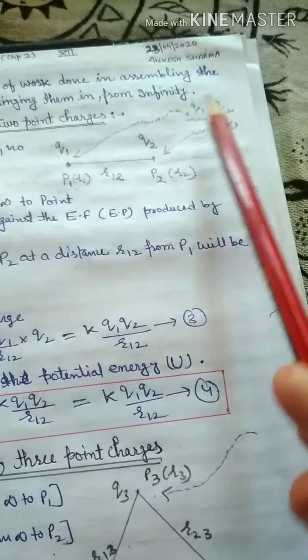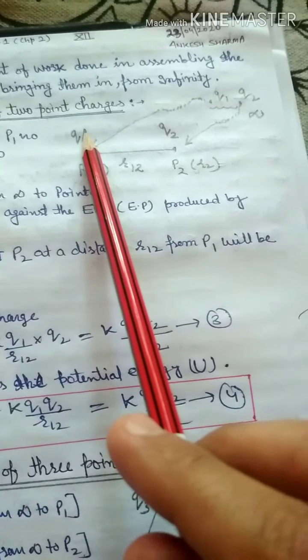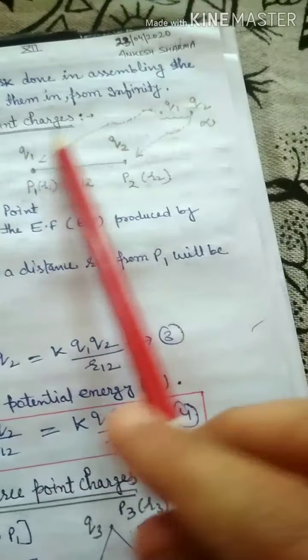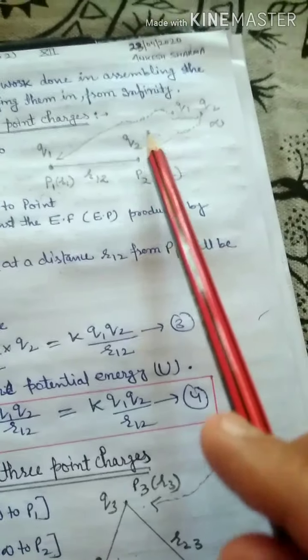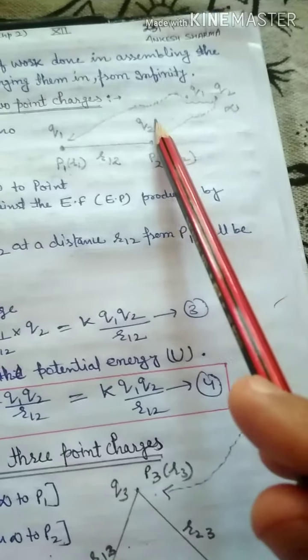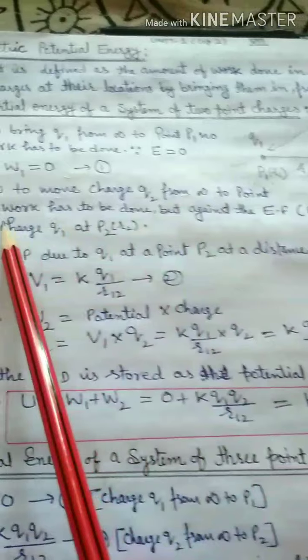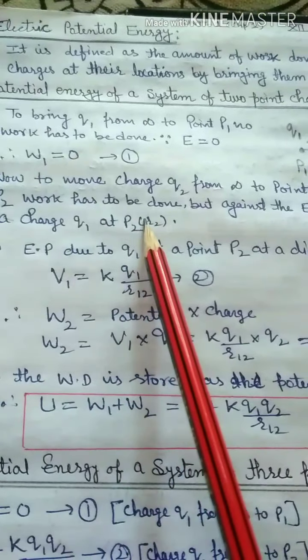But as we know, whenever q1 is at point p1, it produces an electric field around it. Now to bring a charge q2 from infinity to point p2, work has to be done against the electric field produced by the charge q1. Clear? Because it produces an electric field, there is an electric potential at point p2 due to q1. So the work done is potential times charge. First of all we have to find the potential at point p2 due to q1.